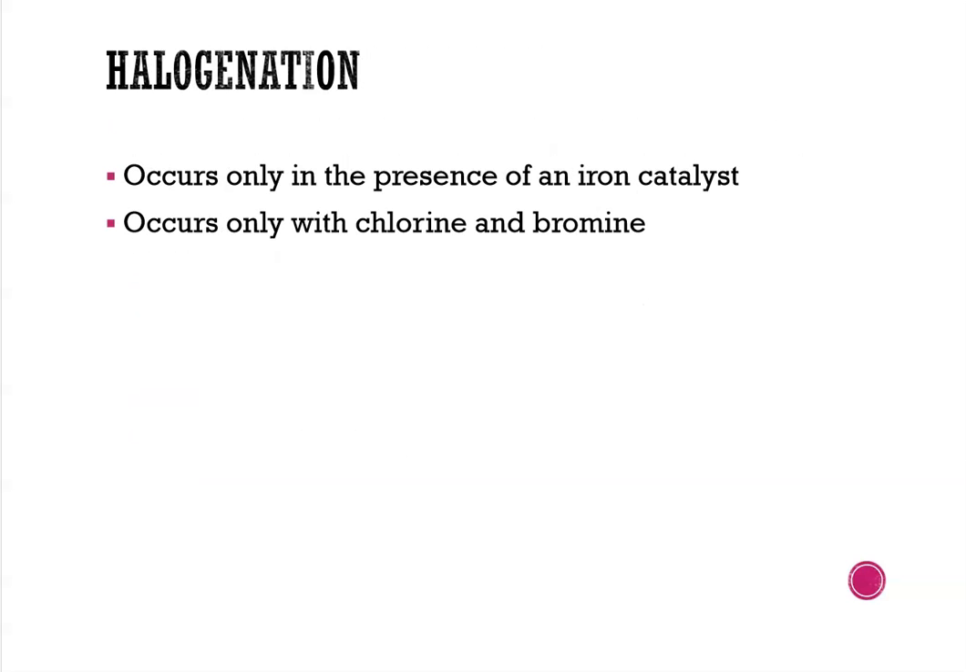Okay, so the first thing we have is halogenation. So halogenation will only occur in the presence of an iron catalyst, and it doesn't occur with all of the halogens. It only occurs with chlorine and bromine. Okay, so if we look at our benzene here, we have benzene, and then let's draw this out, and then we add to it some bromine. And then we need some sort of iron catalyst. It doesn't really matter what catalyst we use. Normally we use an iron 3 chloride or an iron 3 bromide. It doesn't really make any difference. For the sake of consistency, we'll just keep it as bromine.